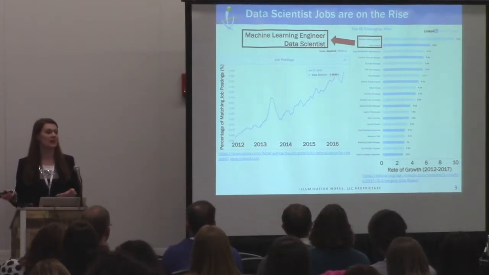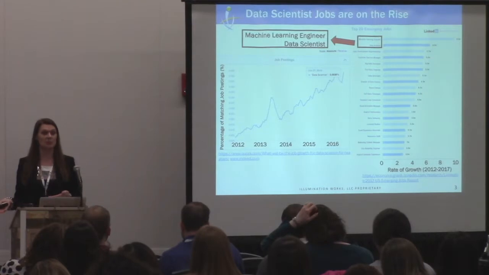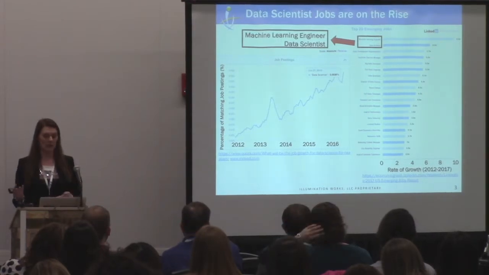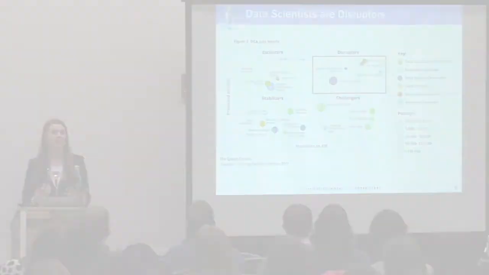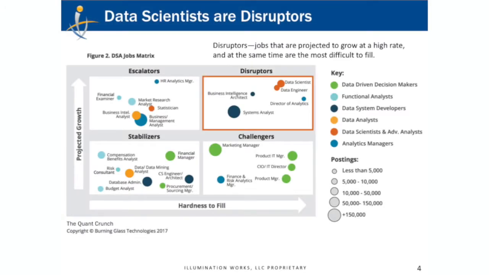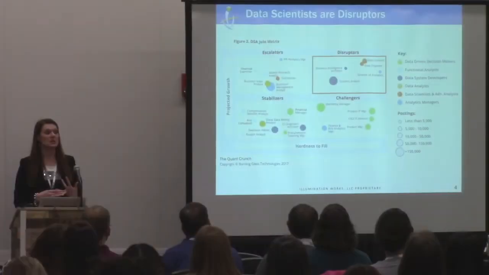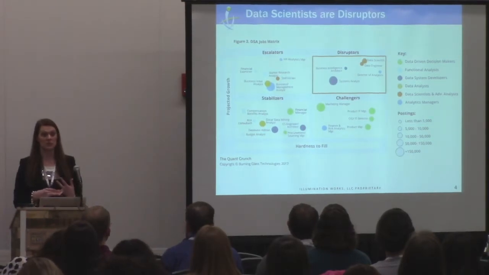Are your data at a point where they're accessible enough to support somebody to go in there and look at it? And then when you look at the job market, how can we support data scientists? Again, what is the skill set? They're disruptors, which in this study basically means that the projected growth for data science jobs is very high, and they're hard to fill. So what does this mean in terms of training new talent to fill these roles in the future?